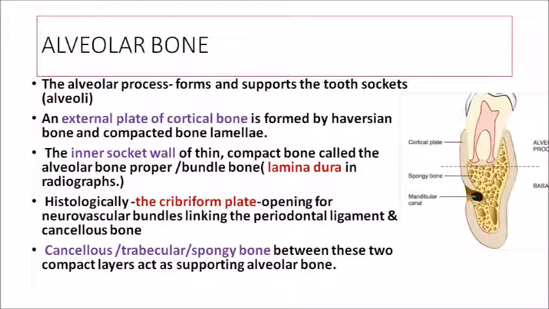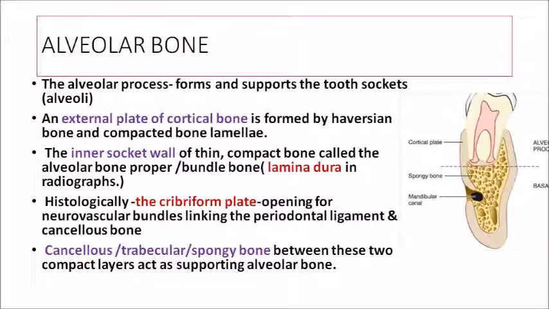This structure, the alveolar bone proper or bundle bone, is known as lamina dura in the radiograph. Okay, so the bundle bone is lamina dura, and histologically it is known as the cribriform plate. Why cribriform plate? Because it has numerous openings for the neurovascular bundles linking periodontal ligament and the bone.